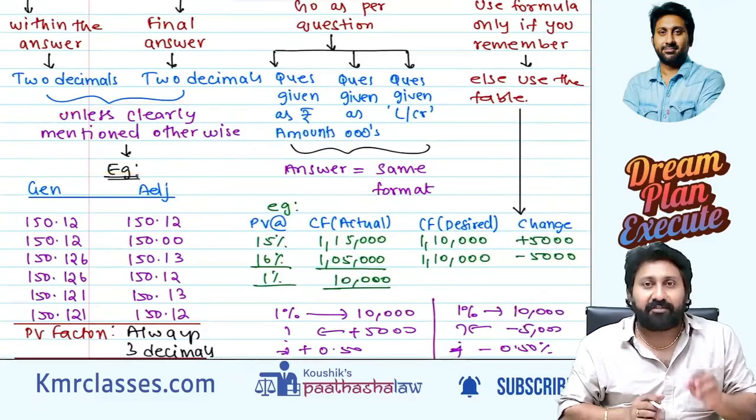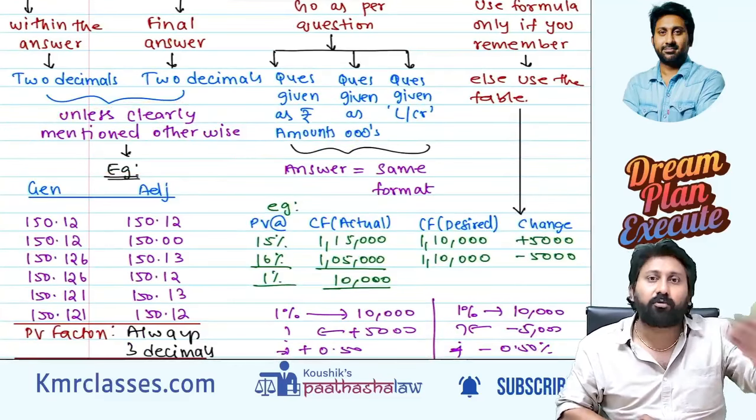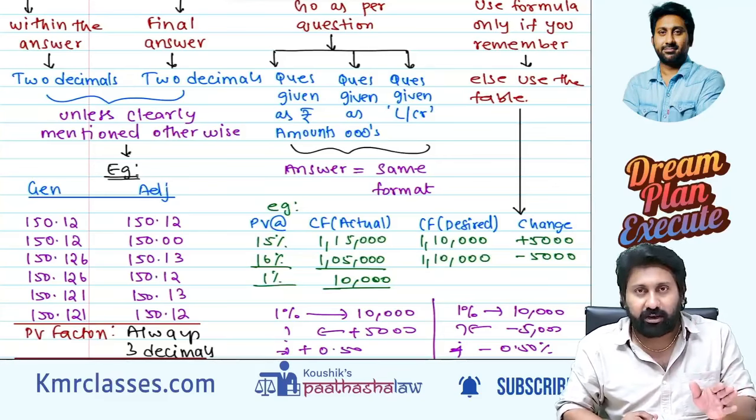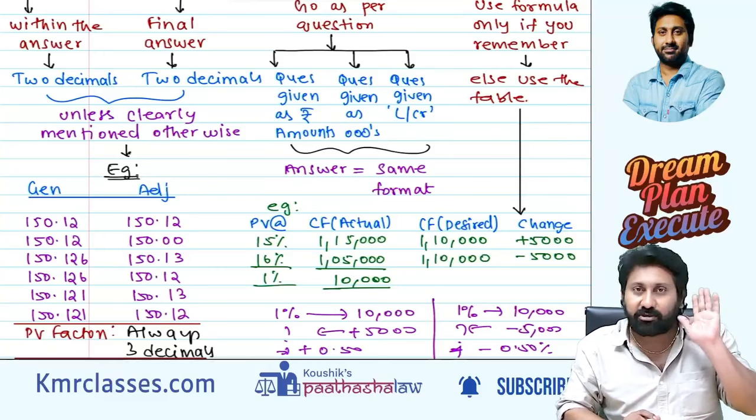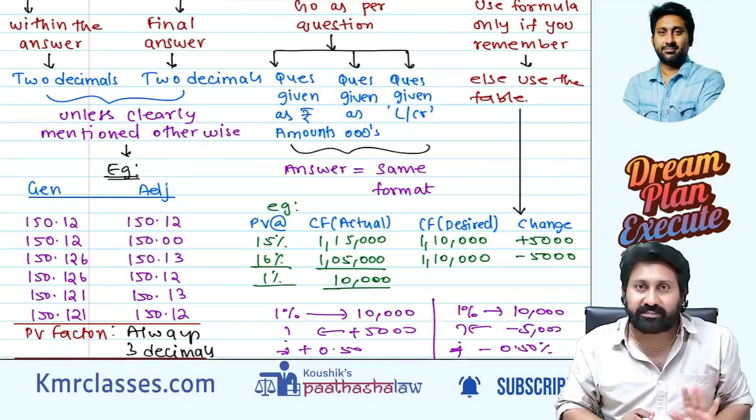Means what? If in the question they clearly mention that take 3 decimals or round it up to the immediate next 0.10, then you do that. Generally they don't tell. Or else always remember you have to use 2 decimals as your answers, either within the answer or in the final answer. 2 decimals is the point.